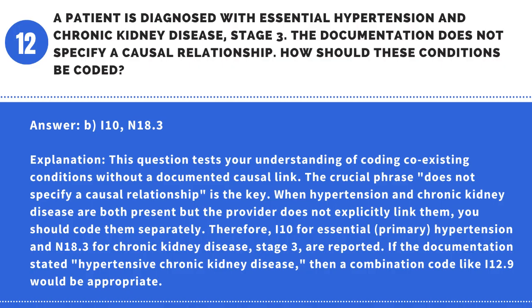I10, N18.3. This question tests your understanding of coding coexisting conditions without a documented causal link. The crucial phrase, does not specify a causal relationship, is the key. When hypertension and chronic kidney disease are both present but the provider does not explicitly link them, you should code them separately. Therefore, I10 for essential, primary hypertension and N18.3 for chronic kidney disease, stage 3 are reported. If the documentation stated hypertensive chronic kidney disease, then a combination code like I12.9 would be appropriate.